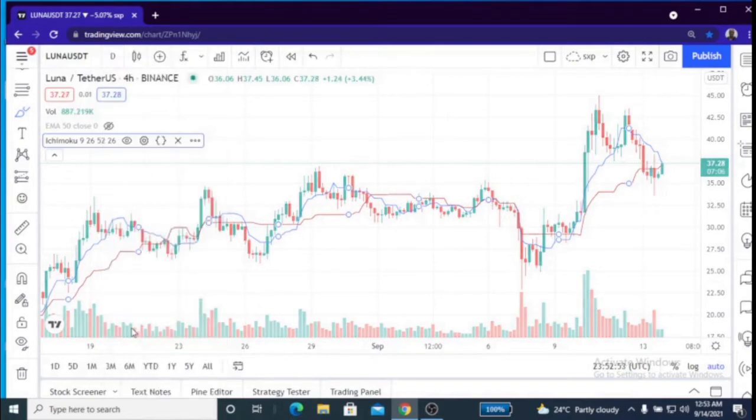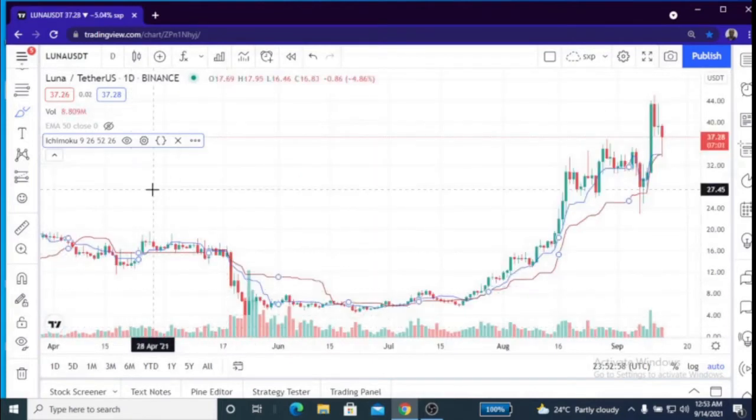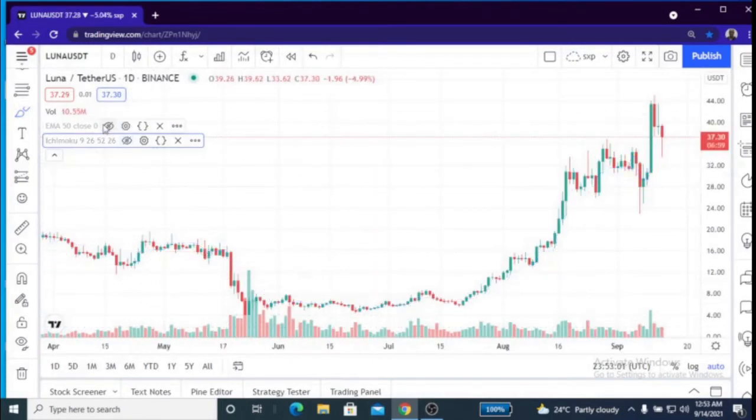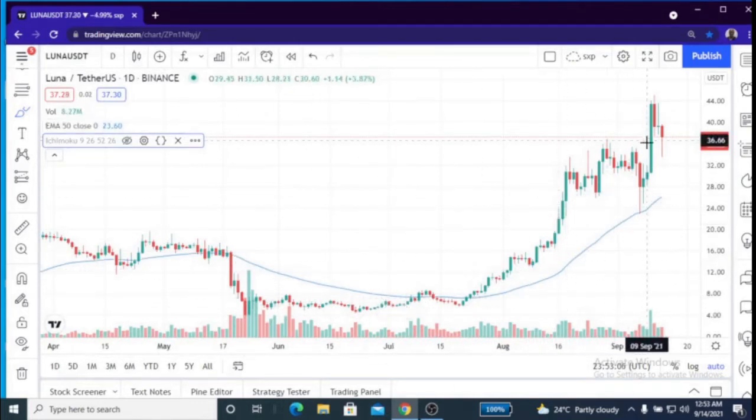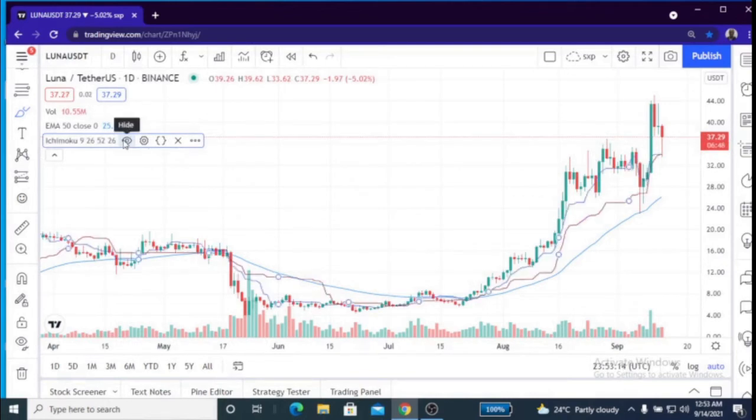If we come to the daily, we can see in the daily that we are in an uptrend. You can see price is above the moving average, so we are in an uptrend. And then the Ichimoku lines, the blue line must be above the red line. So you can see those people who are position traders would have made a lot of money because they would have entered this position right here and ridden it to this point.